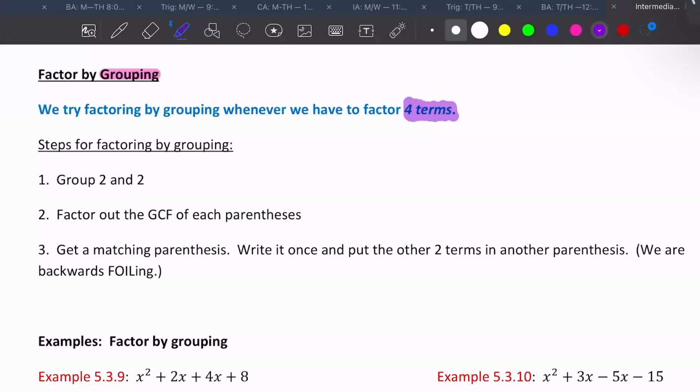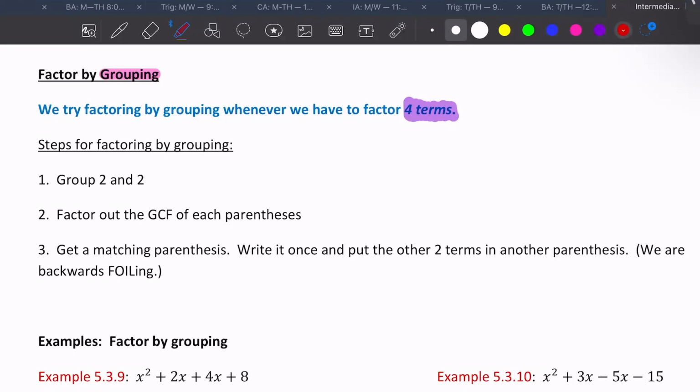You're going to group 2 and 2. So you're going to group the first 2 together and the last 2 together. Then you're going to factor out the greatest common factor from each. So you're going to take the first 2 and say, what's the greatest common factor of that? Then you're going to look at the second 2 terms and say, what's the greatest common factor of that one? Then you're going to get matching parentheses.